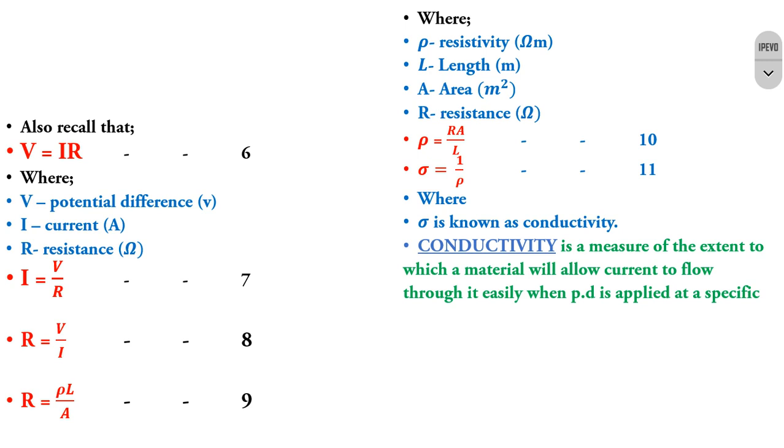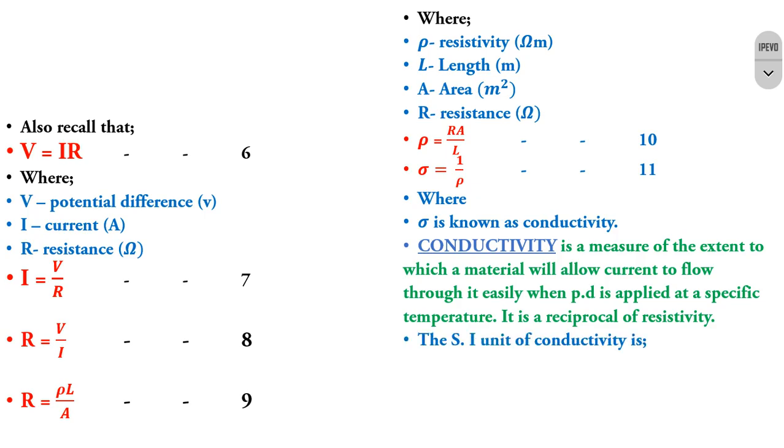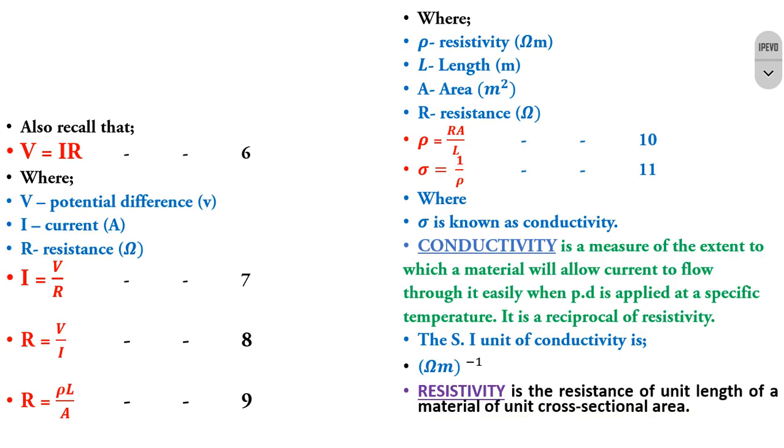I've already said that it's the reciprocal of resistivity. The SI unit is per ohm per meter. Here we have resistivity. Resistivity is the resistance of a unit length of a material of unit cross-sectional area.